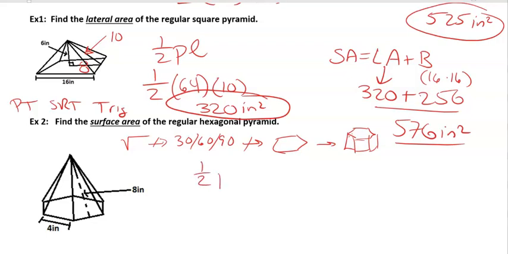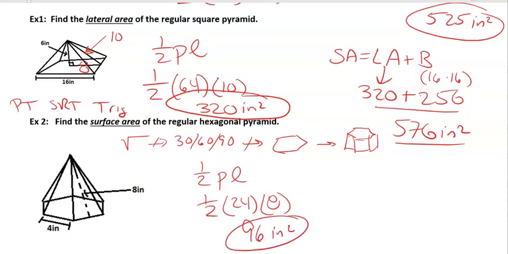1/2 perimeter times slant height. 1/2 of 24, and they gave us the slant height, which is 8. Pop that in your calculator. 4 times 24 is, that feels wrong. 12 times 8. Yeah, what's 12 times 8? 96? Great. 96 inches squared is our lateral area.